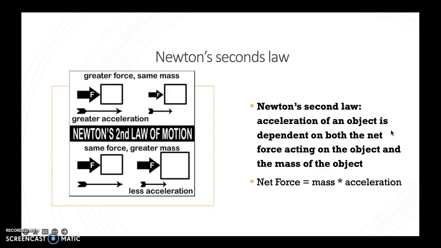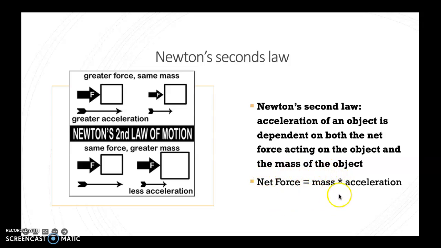All right, let's talk about Newton's second law. Newton's second law is the law of acceleration, or net force equals mass times acceleration. What it states is that the acceleration of an object is dependent on both the net force acting on the object and the mass of the object. So net force, as we talked about, we're going to look at all the forces that are acting on the object.